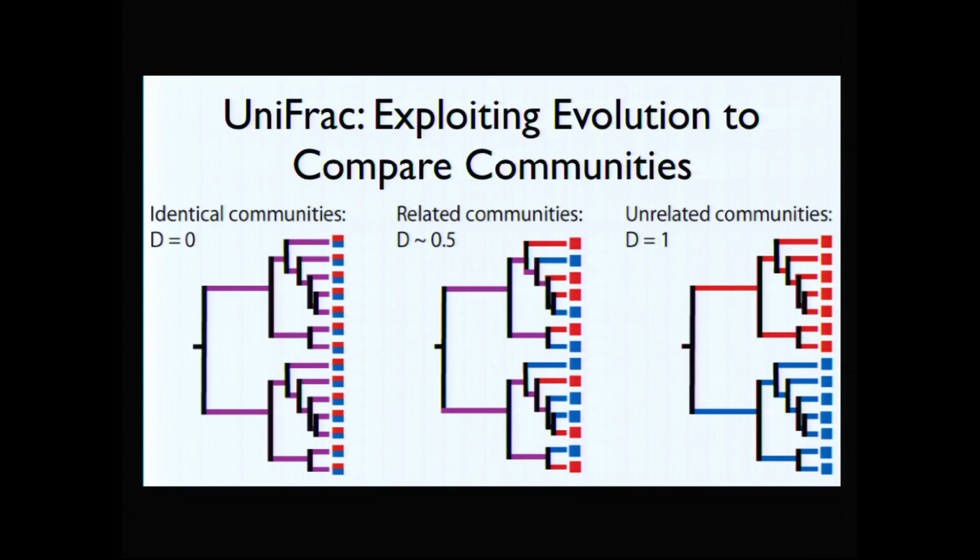Whereas in contrast, if you have two identical communities, everything you see in the red, you see in the blue. All of the branch length is shared, shown here in purple. None is unique. We define that distance as 0. And then for any two actual communities, we'll have some unique branches in red or blue, some shared branches in purple, and some distance between 0 and 1.